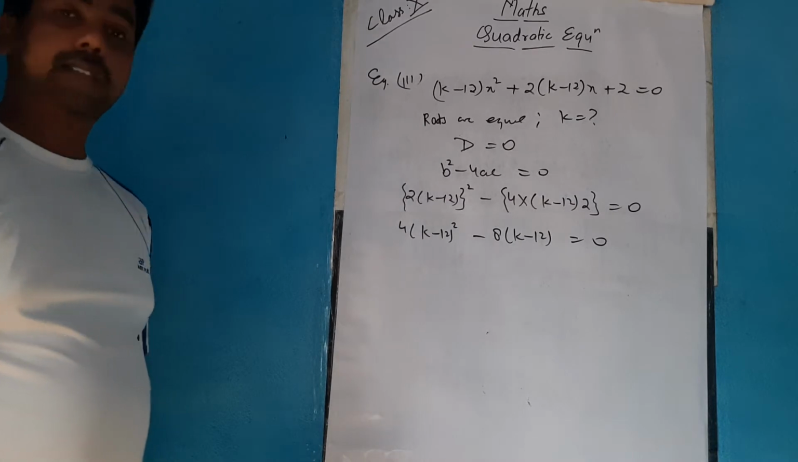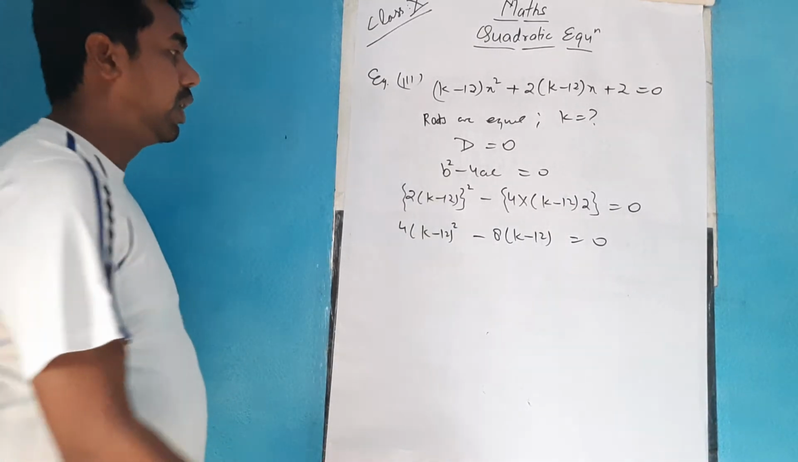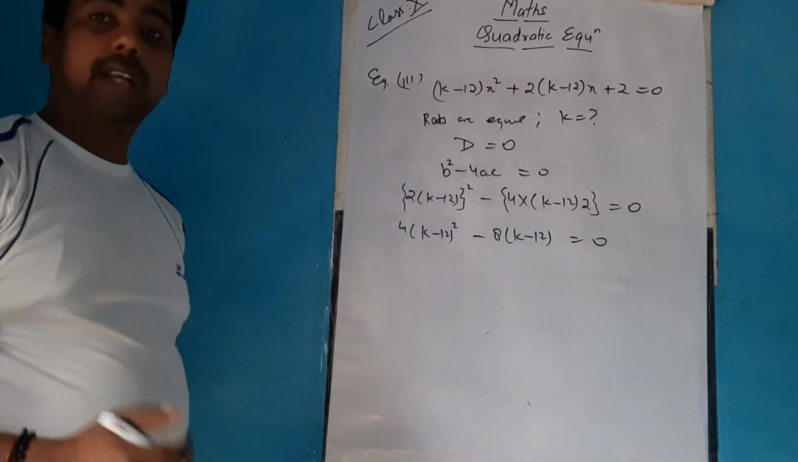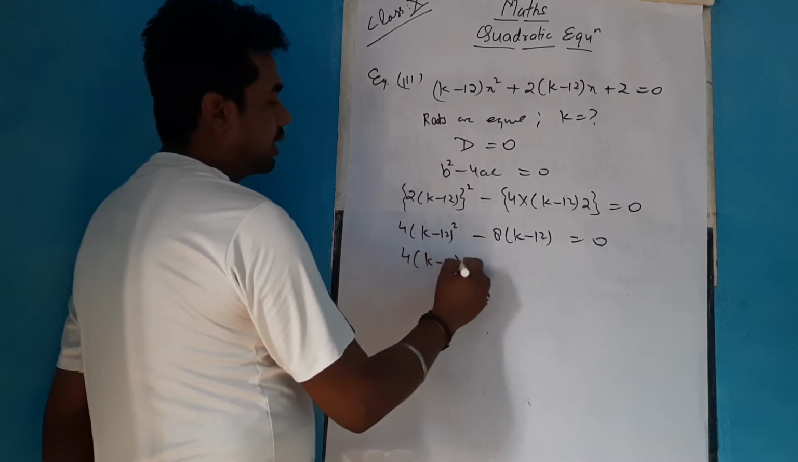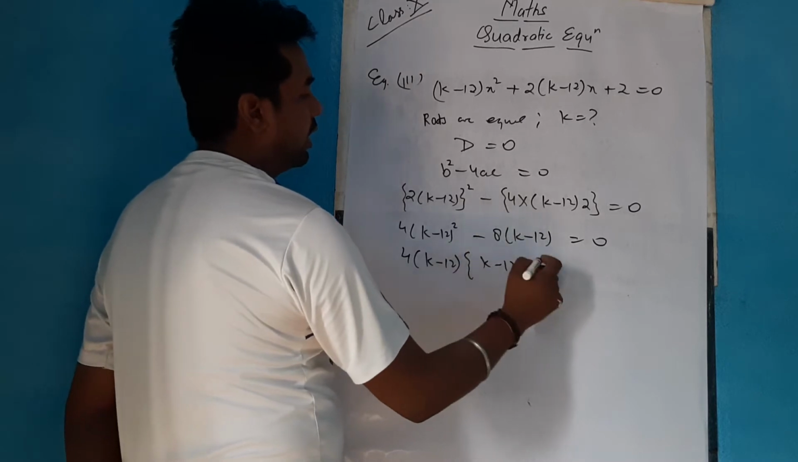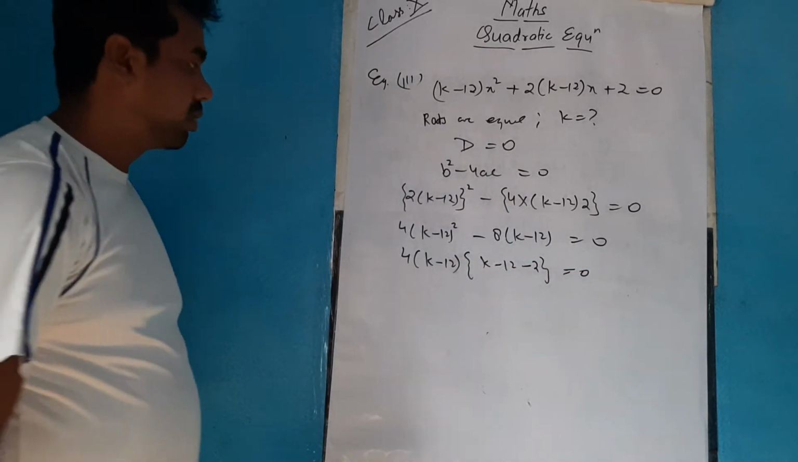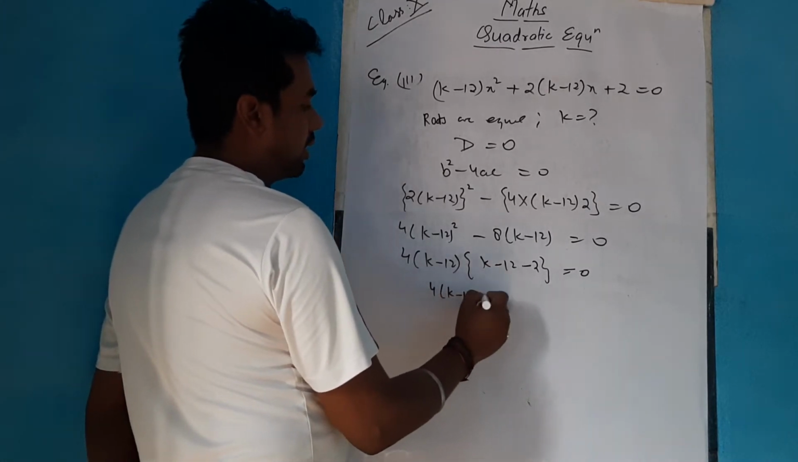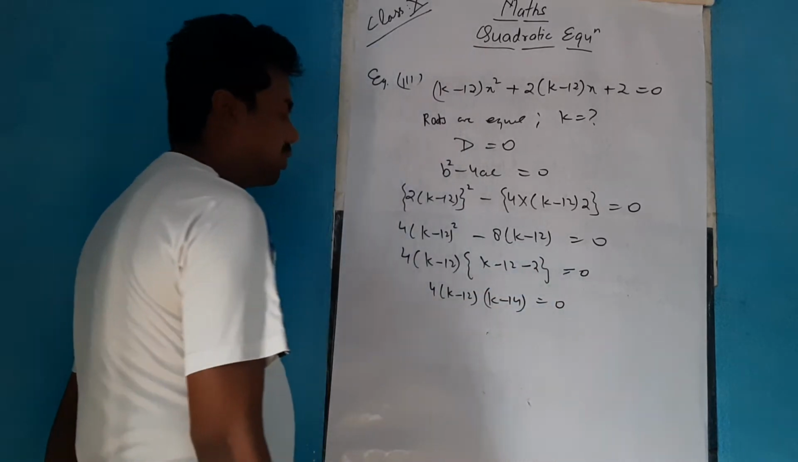As k minus 12 is there 2 times, if you make the whole square, that will be quite a longer process. When you see that 4 times k minus 12 is common, we can take 4 times k minus 12 out as common. So here you will be left with k minus 12 and here we will be left with 2, equals to 0. So now this becomes 4 times k minus 12, k minus 14 equals to 0.